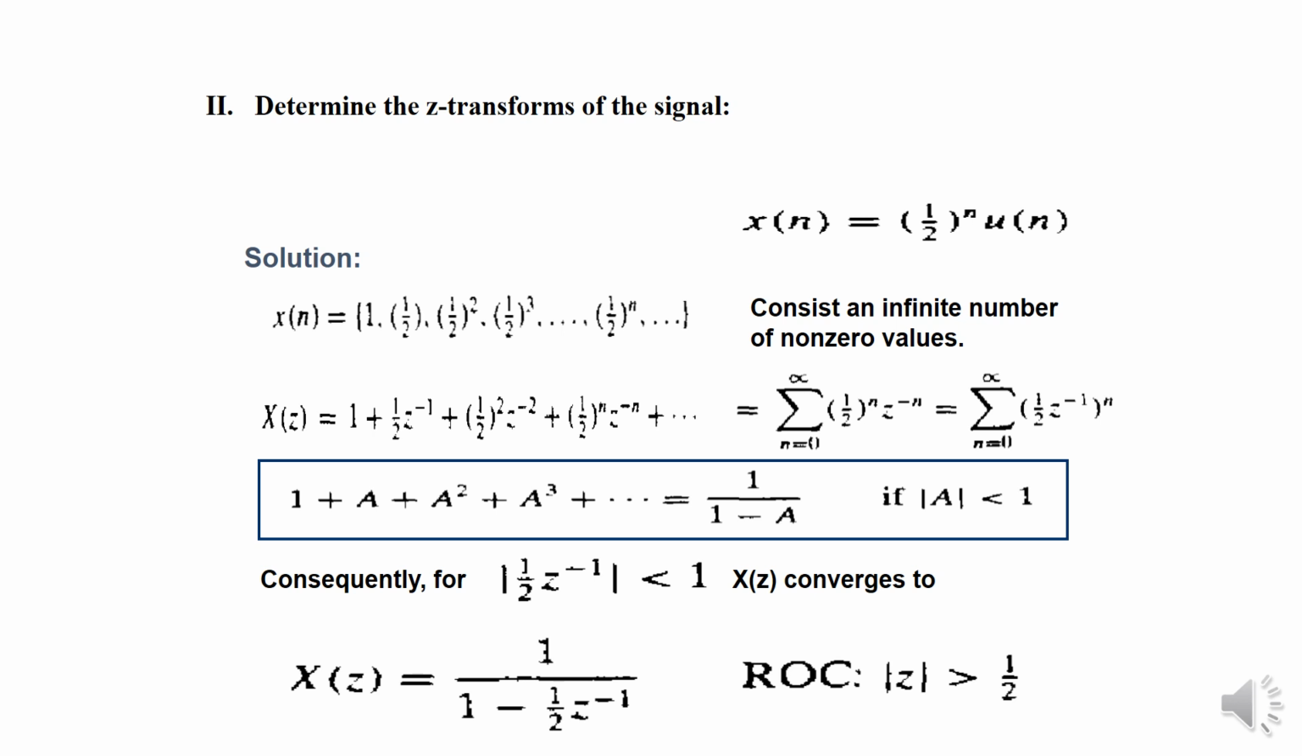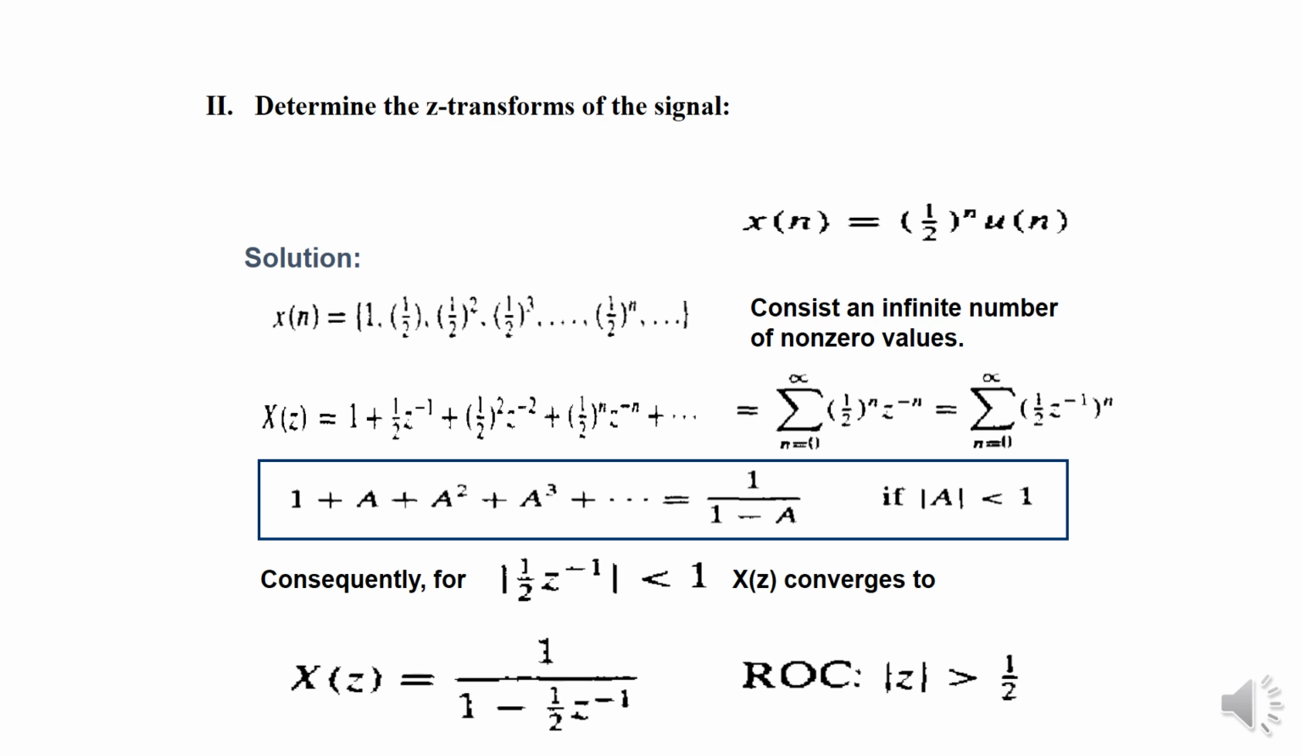So, when that happens, X(z) we can write as 1 over 1 minus 1 over 2 z to the power minus 1. If we further simplify, the magnitude of 1 over 2 z to the power minus 1 must be less than 1, which gives the magnitude of z larger than 1 over 2. That is called the region of convergence, ROC.